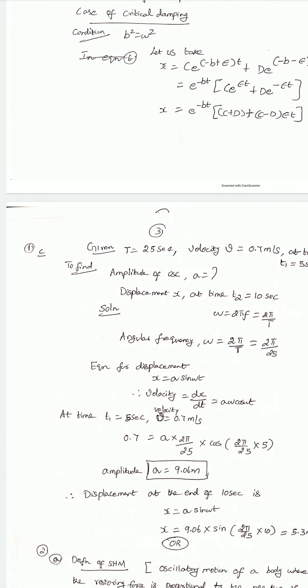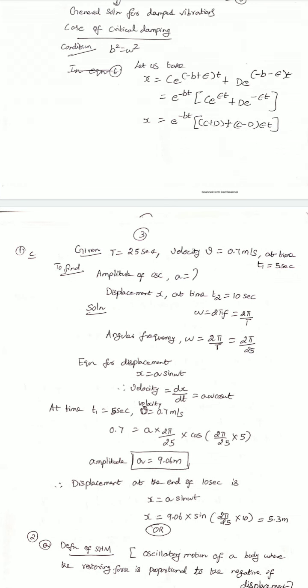Then 1C, one problem is given here. A free particle is executing simple harmonic motion, and the time period is 25 seconds. Five seconds after it crossed the equilibrium point, its velocity is found to be 0.7 meter per second. So here we should find the displacement at the end of 10 seconds and also the amplitude of oscillations, A, that we have to find out.